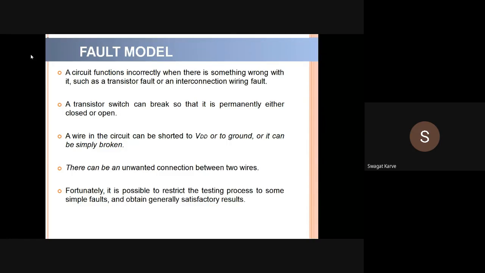So these are the different causes of faults, the different probable faults that can happen in the circuit, and these can be tested by using this fault model.